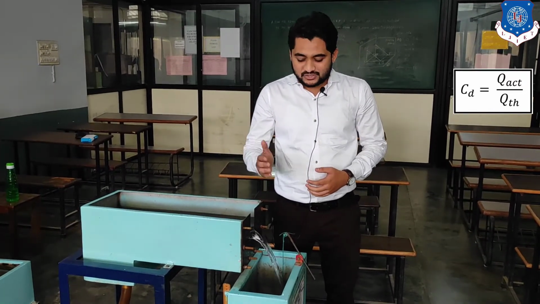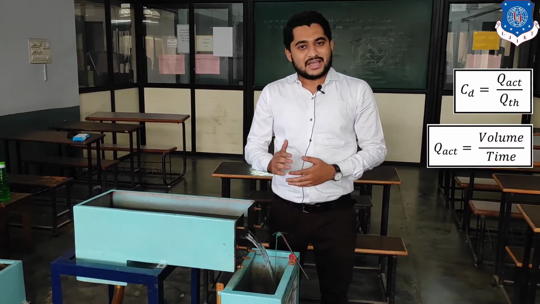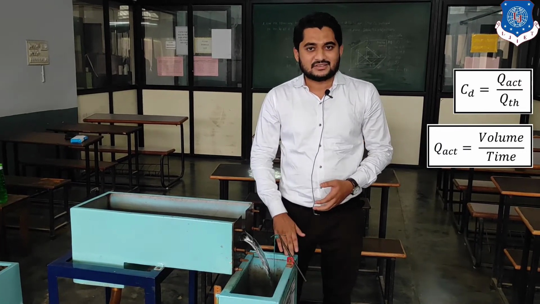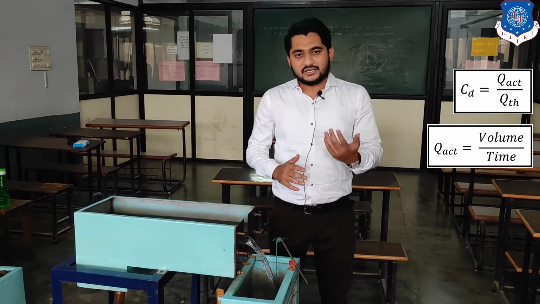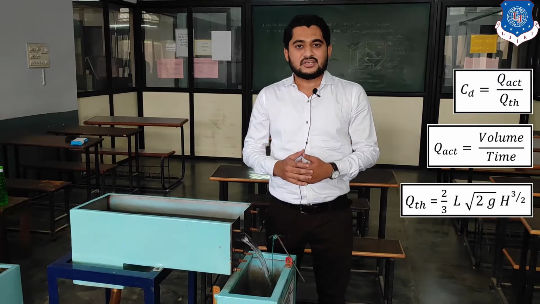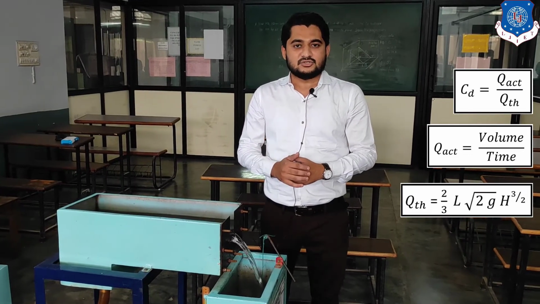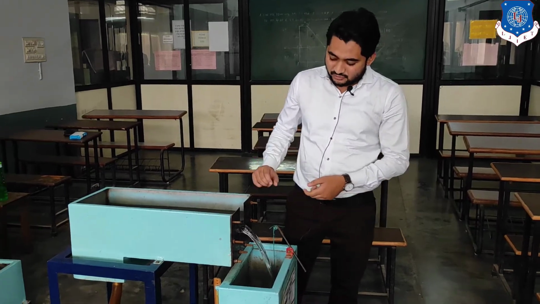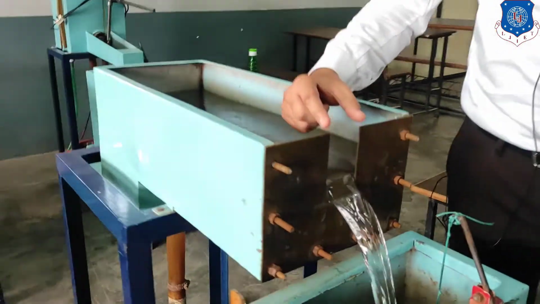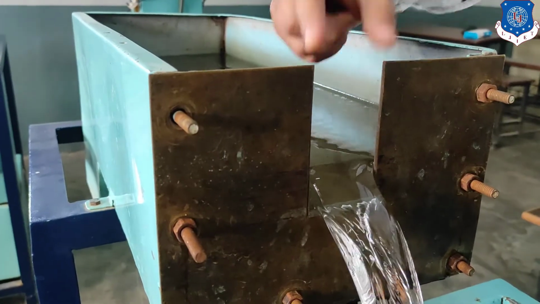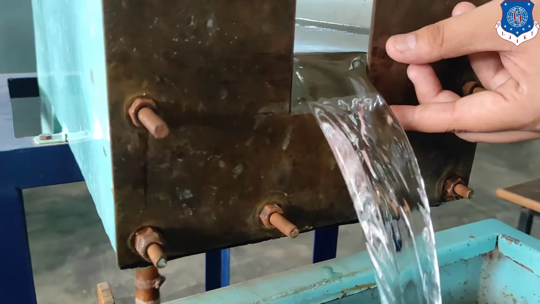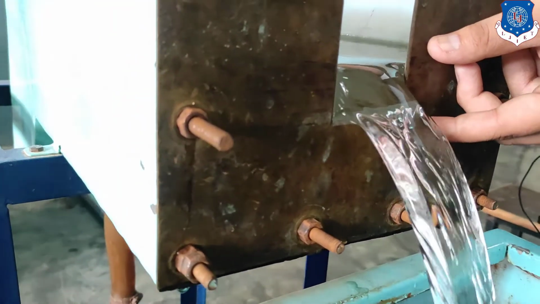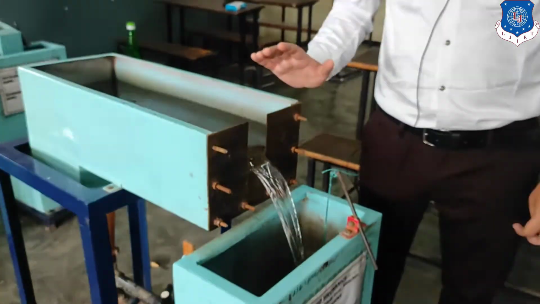So we know that for Q actual, we have to find L times B times H by time for this tank, and for Q theoretical, the equation for the rectangular notch is 2 by 3 L under root 2g H raised to 3 by 2, right? Where L is equal to the width of this notch, and H is equal to the height of the water level above the notch, right? So this is for the theoretical discharge, right?